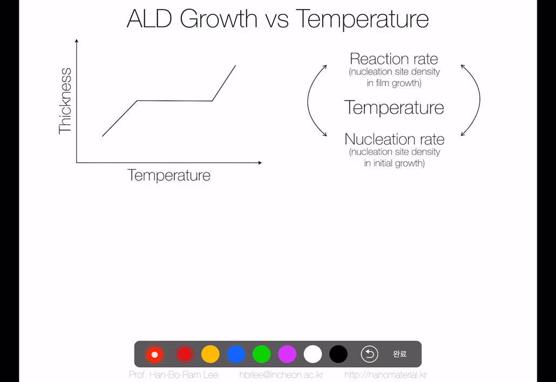So this is the effect of temperature. Once you increase the temperature, the thickness increases. This is a typical one. And then it stays almost the same in some temperature region and then increases again.